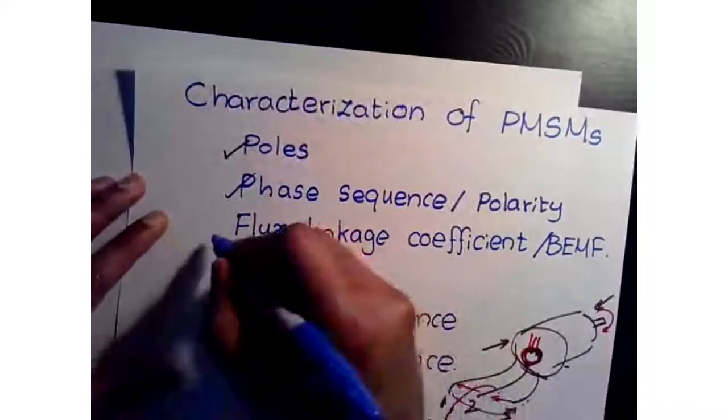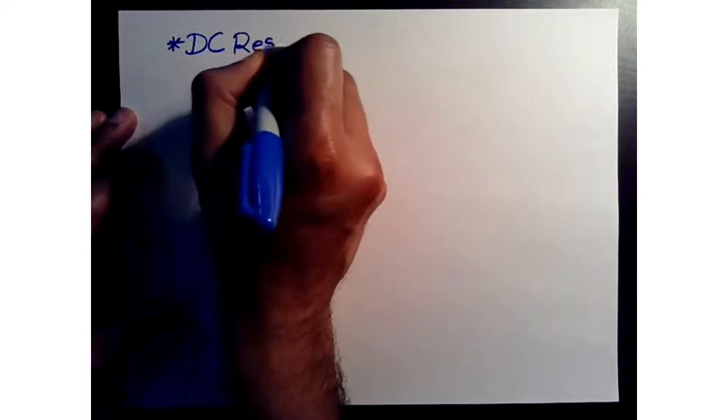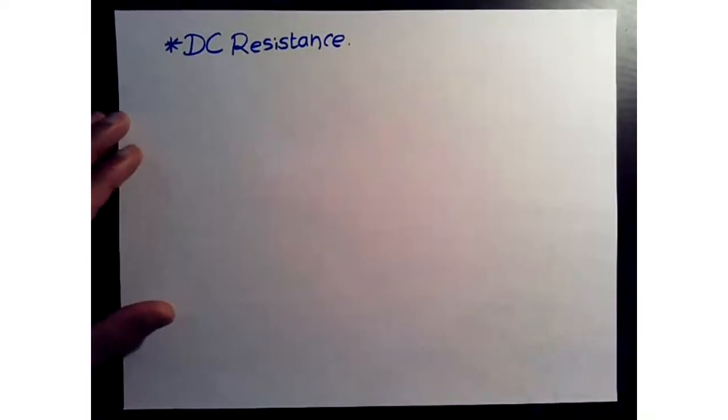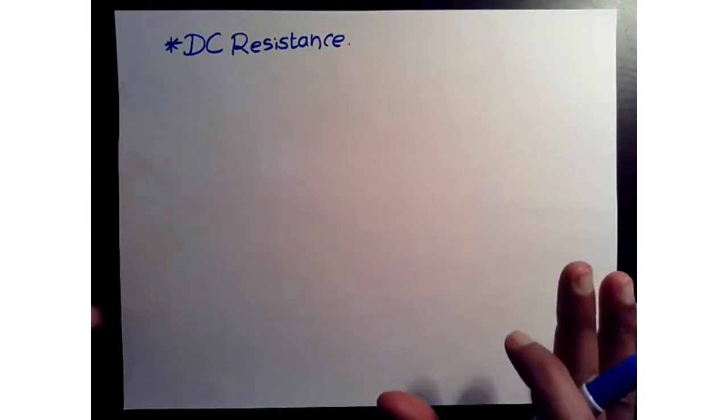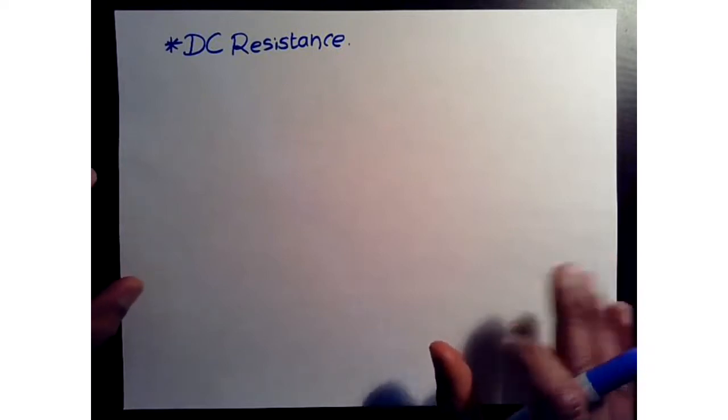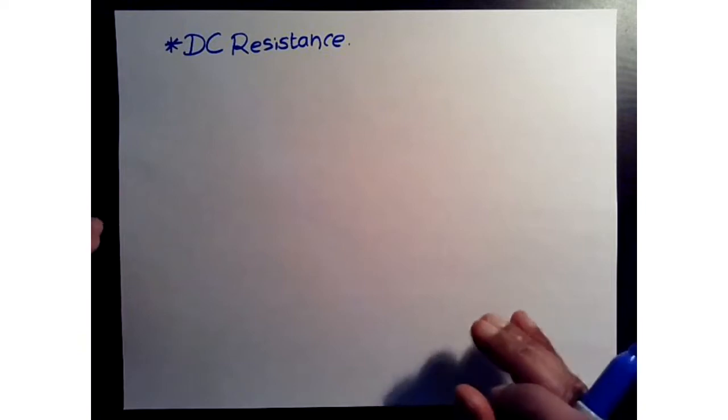Okay, all right. 3 down. So we have the phase sequence taken care of, flux linkage, back EMF constant taken care of. We need to measure resistance. Very easy, right? So this is a DC resistance of the machine. And depending on the design of the motor, sometimes these resistance values are very, very small, less than 1 ohm. So you want to be very accurate in the measurement scheme.